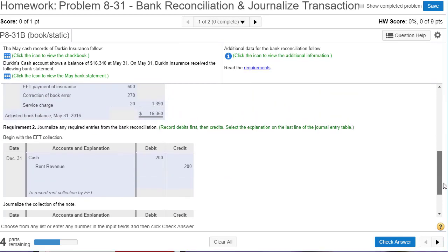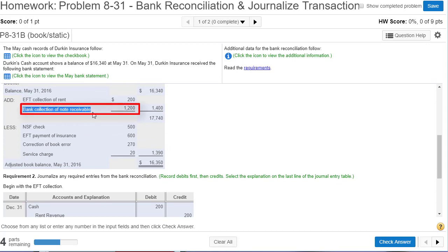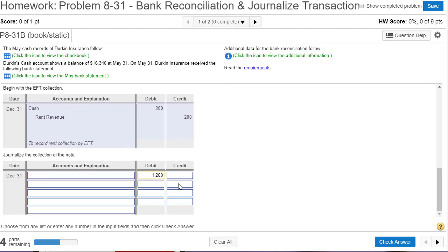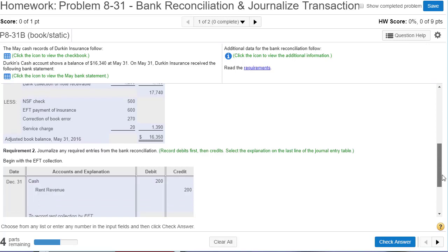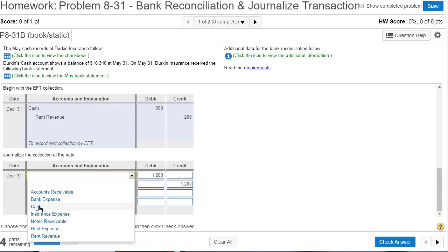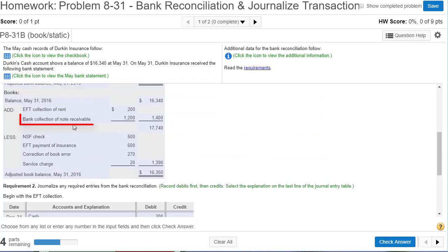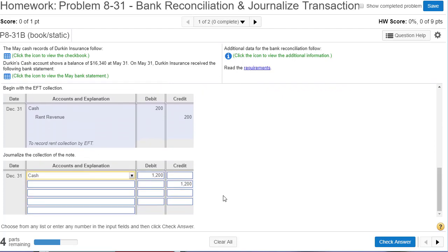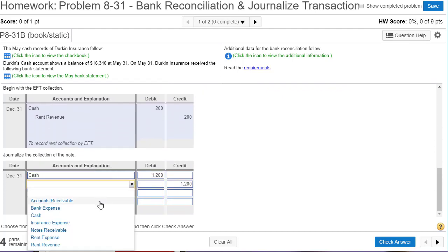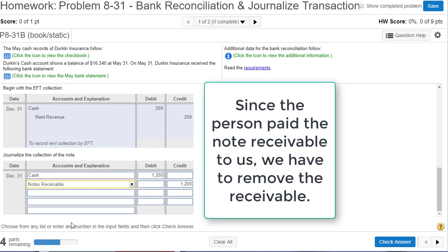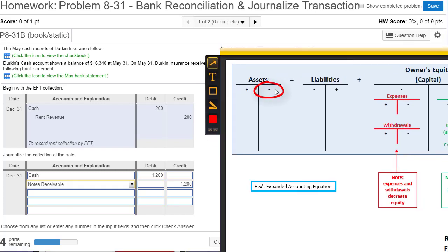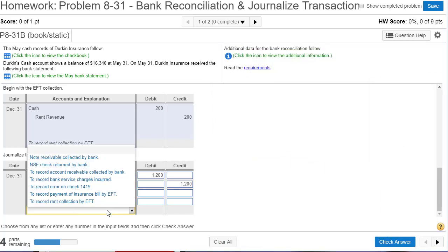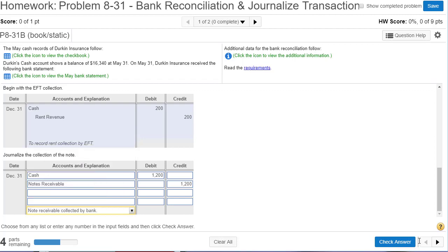Next, journalize the collection of the note. Bank collection of note receivable. So we got $1,200. And because it's in the addition section and because it says collection, that means cash is going up, and cash goes up with a debit. And why did we receive this? It's a collection of a note receivable. So the note receivable is going down. So how do receivables go down? They're an asset, and assets go down with a credit. Note receivable collected by bank.